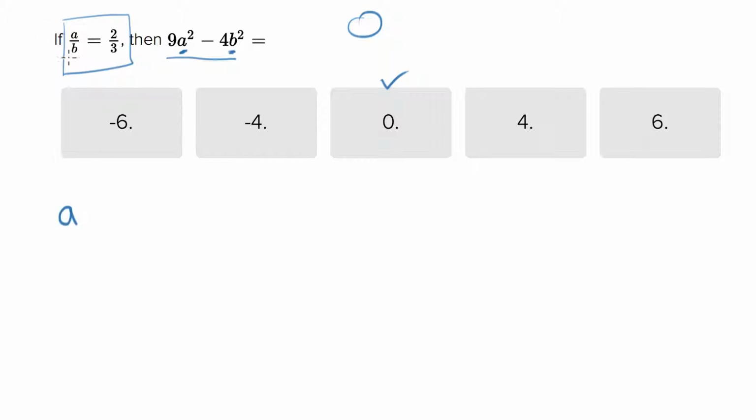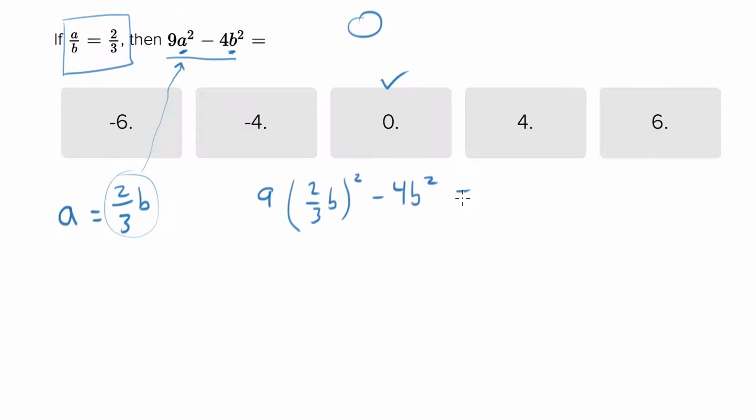So let's reword this by multiplying by b on both sides. We'll get a equals 2/3 b. Now let's plug that in to this equation and hope they cancel. So a times 2/3 b squared minus 4b squared.